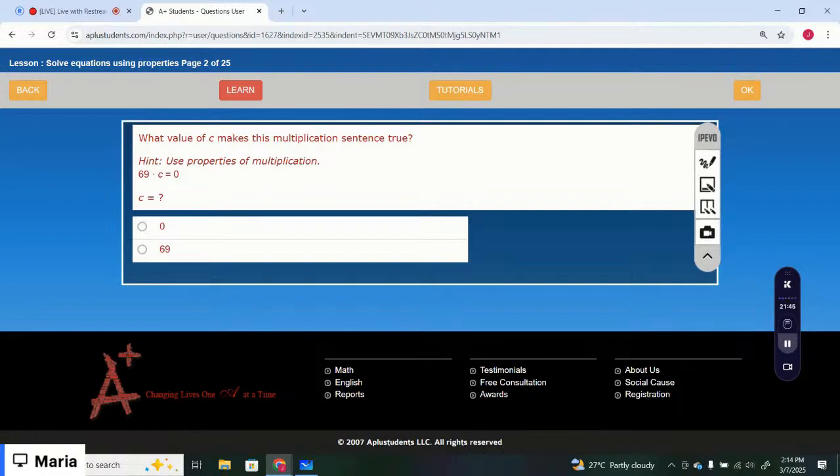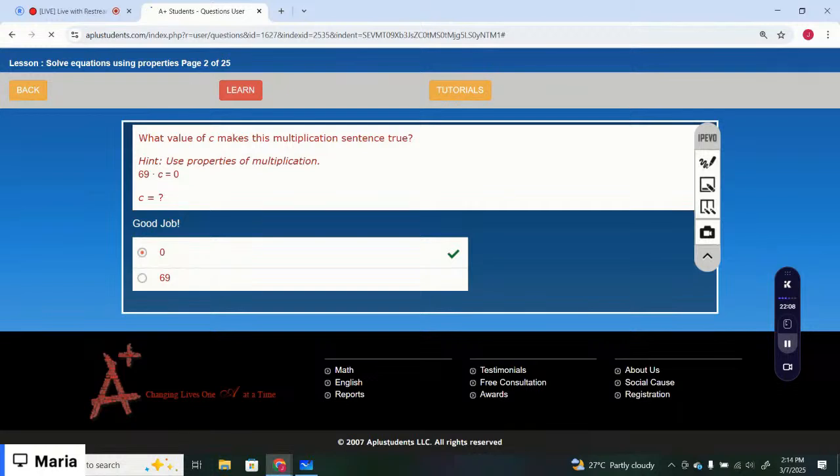What value of C makes the multiplication sentence true? 69 times C equals 0. So C equals 0. Option number 1 is the correct option. Basically, that is the zero property of multiplication. That means C equals 0.